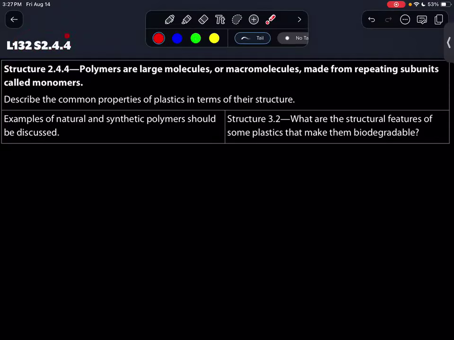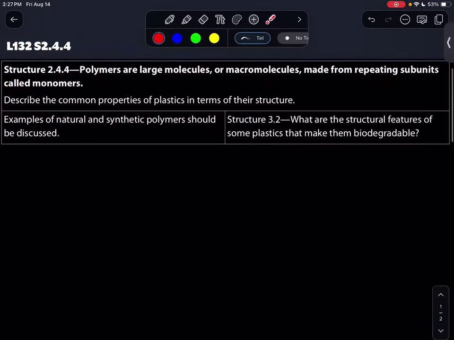Today we're going over structure 2.4.4. This covers polymers, how they are large molecules or macromolecules made from repeating subunits called monomers. We will describe the properties of plastics in terms of their structure. Now, you'll notice this is a much earlier unit, but I like to do it after we've covered organic chemistry, as we can gather a little more information and make some better predictions about what's to come based on what we already know.